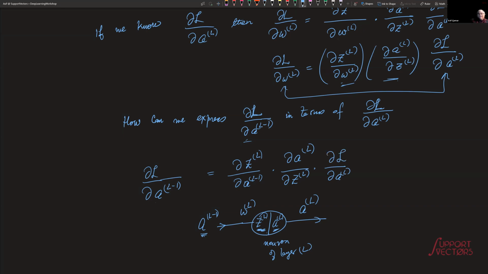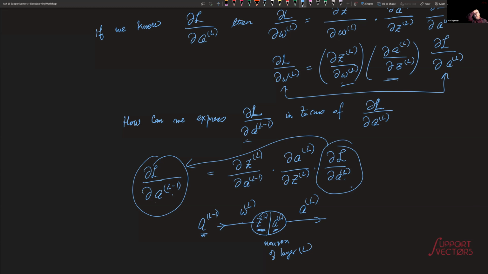And so we achieved what we wanted to do. We related this thing in terms of this thing. Do you see that if I have the value of the gradient with respect to the layer L, I can find the value of the gradient with respect to the layer L minus 1? Do you see this, guys? Yes. And that is it. That is all back propagation is.